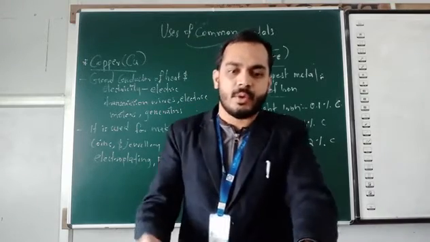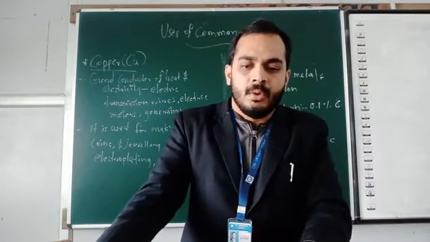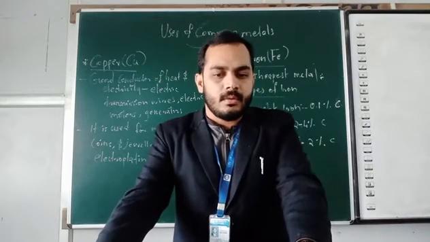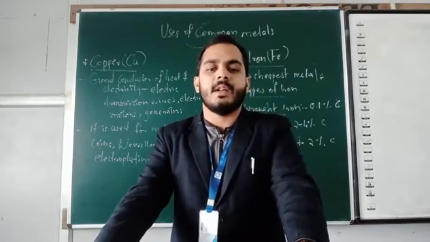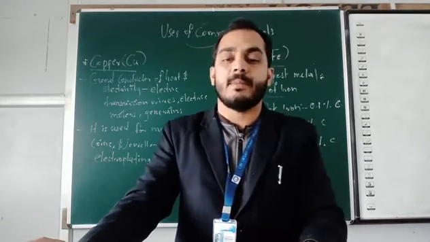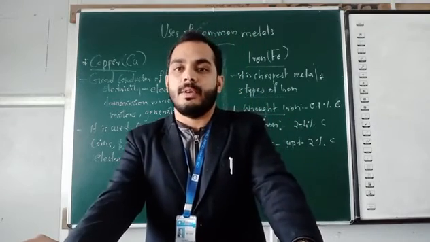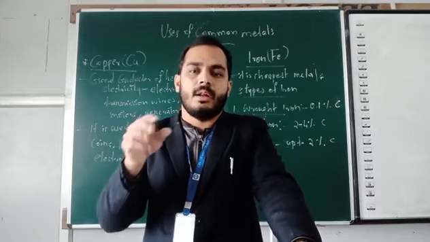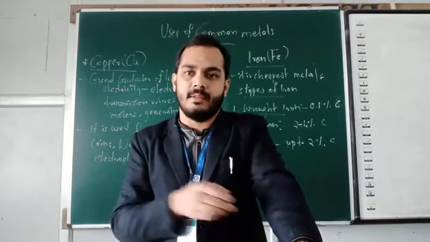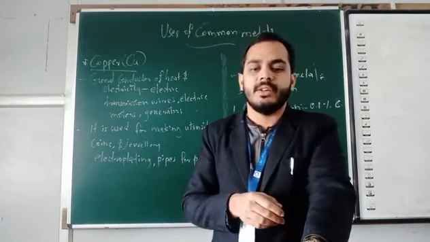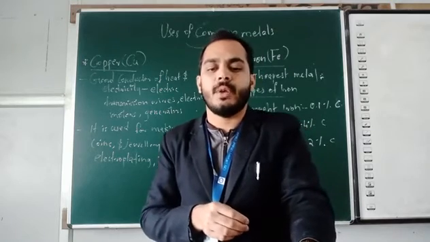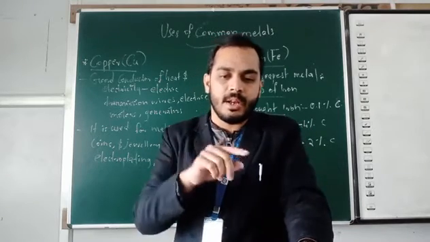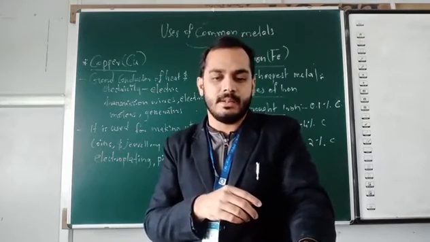Okay. And next one, it is used for making alloys such as brass and German silver. Zinc is also helpful to us for making alloys like brass and German silver. Okay, third one, it is used for making the negative electrodes of dry cells. Negative electrodes of dry cells.